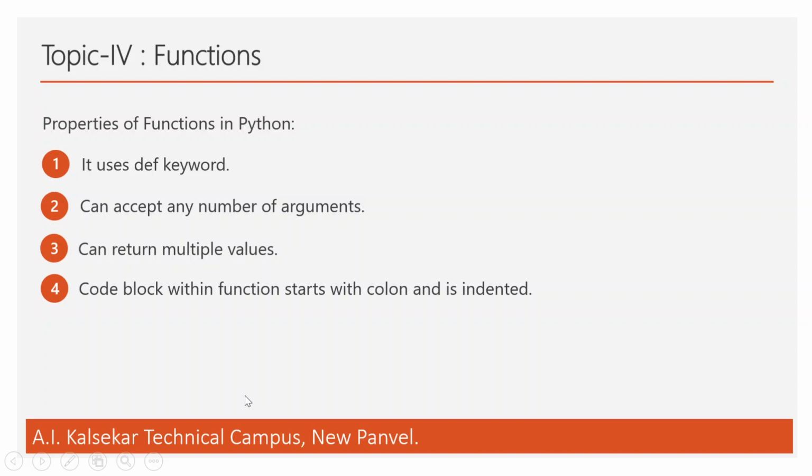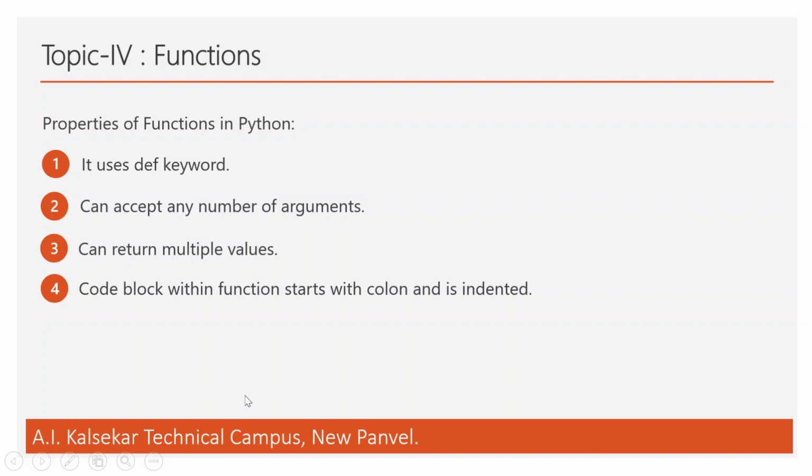So what is a function? A function is a block of statements which is executed when that function is called. So a function is written somewhere, and the block inside that function is executed only when that function is called. Now these are the properties of function in Python.